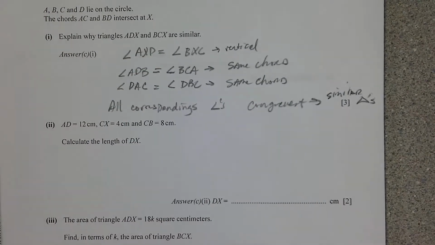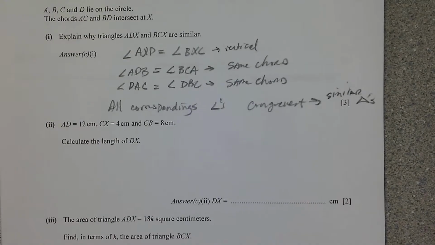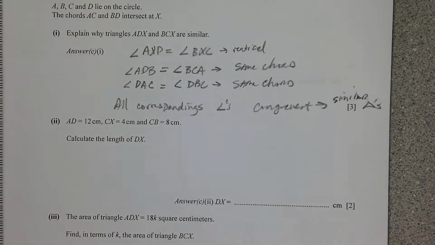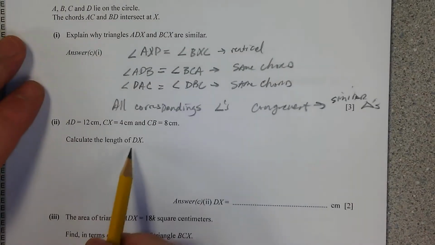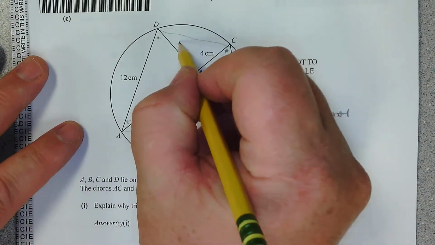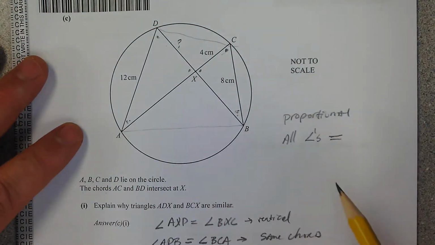Okay. Next up, it says AD is equal to 12, CX is equal to 4, and CB is equal to 8. So we see that on the diagram. And it says calculate the length of DX. So DX is this part right here. We want to calculate that.